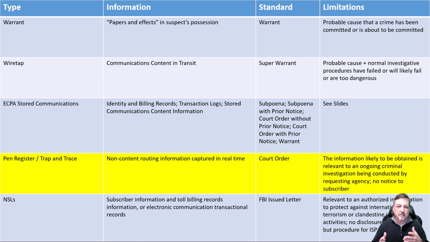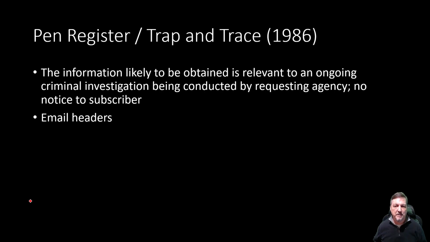Okay, so now let's talk about the pen register statute and also the ECPA. And we'll start with the pen register statute. So a pen register, as we mentioned a couple of weeks ago, or a trap and trace device, is getting routing information. And so the idea is it's routing information, not content information.